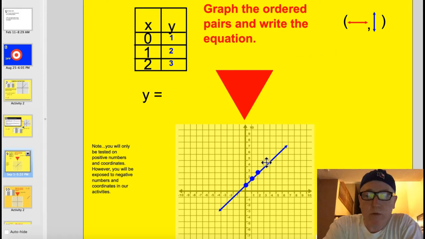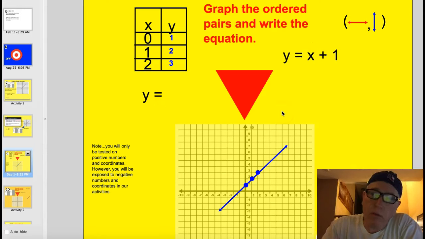All right, now we have to write the equation. Well, what's the rule? The rule is just whatever x is, and you add 1 to it. So if x here was 100, this would be 101. So that's what the y is equal to. Y is equal to whatever x is plus 1. And we've just done that.